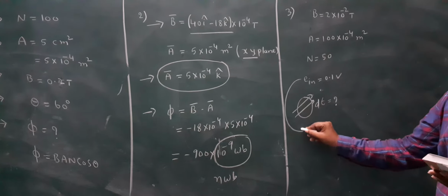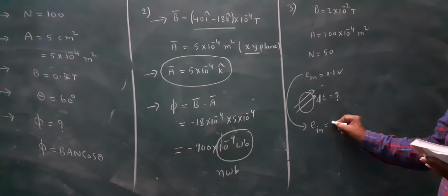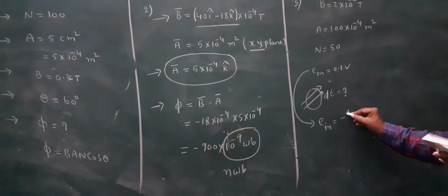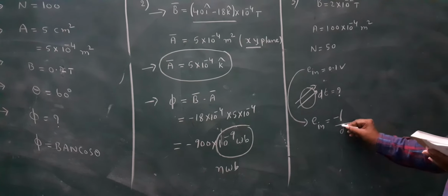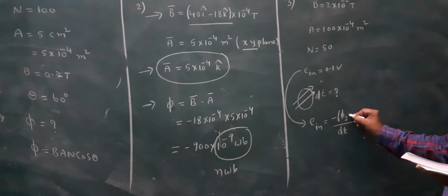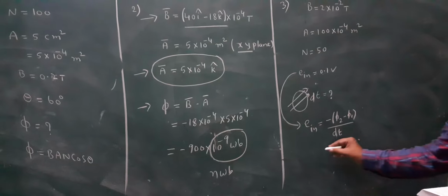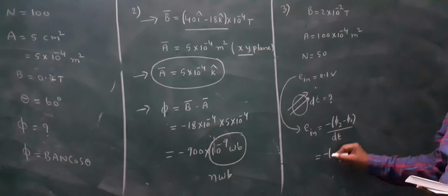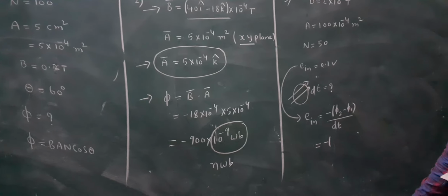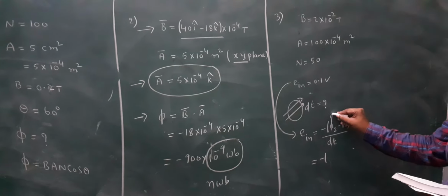Keyword in the problem: EMF developed. According to Faraday's second law, induced EMF formula is minus dφ by dt. Here dφ is the change in flux, final flux minus initial flux. Once again, I repeat, change in flux is written as final flux minus initial flux.